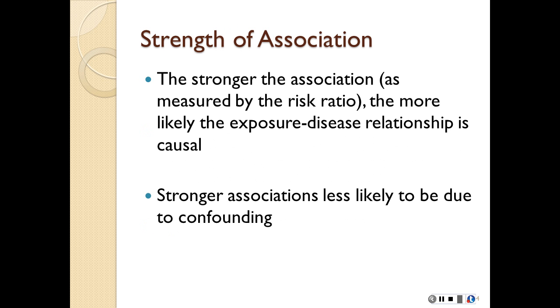All right, strength of the association. So we have the risk ratio and the odds ratio. Those are the measures that we've been looking at as measures of association. The stronger the association that you see, the more likely it is that the exposure-disease relationship is causal. That does not mean that there wasn't a confounding factor that confused it. So just because you have a strong relationship does not mean that your exposure caused your outcome. But the stronger the relationship, the larger your risk ratio, the larger your odds ratio, the more likely it is that there is a real causal relationship there, because the less likely it is that that relationship is entirely due to confounding.